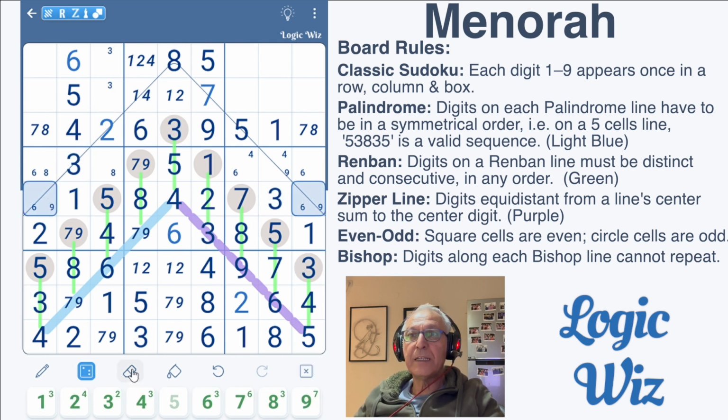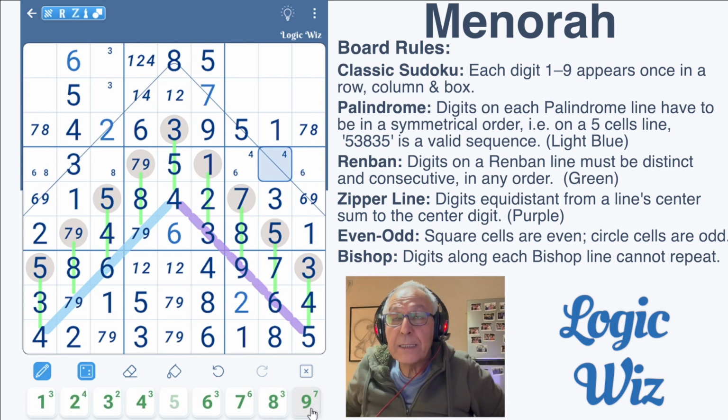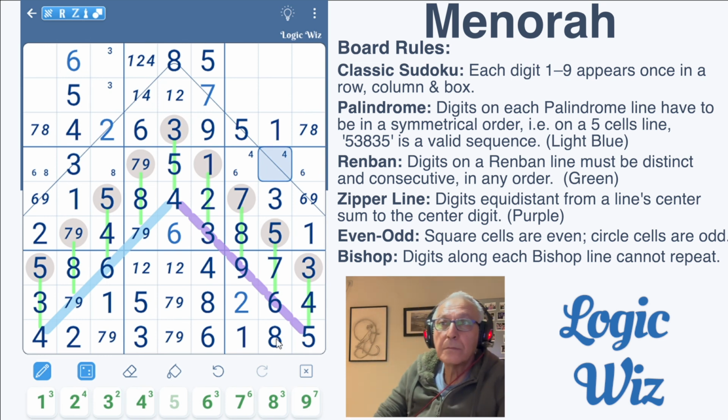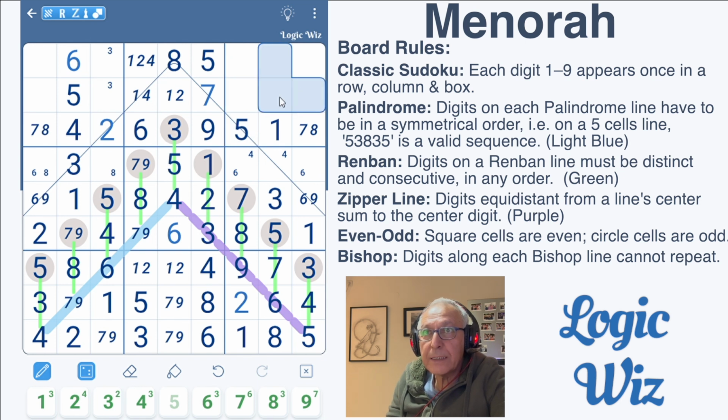So this pair must be 6 and 9, meaning we can no longer have a 9 here, because the 9 here is already on the bishop. So let's take the 9 away. And what do we miss? Here goes here. Okay, 3 must be here.